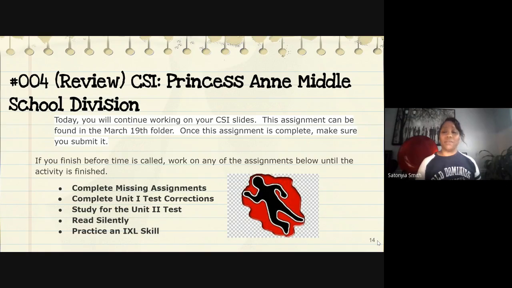Once this assignment's complete, make sure you submit it. It's a shame if you missed out on the wonderful grade that I'm sure you're going to get because you forgot to submit the assignment.